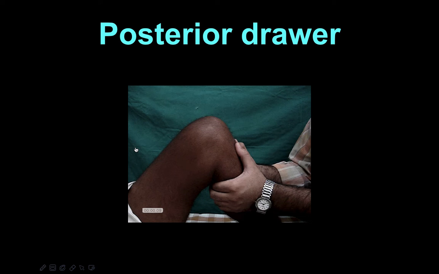Now to check posterior cruciate ligament injury, the test is known as the posterior drawer test. In this test, first of all, we keep the patient supine with 90-degree flexion of the knee joint and check for the tibial translation posteriorly. If the tibia is translated posteriorly, then there is sagging of the leg, and this is known as the sagging sign.